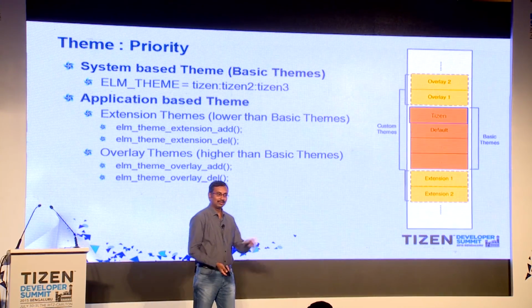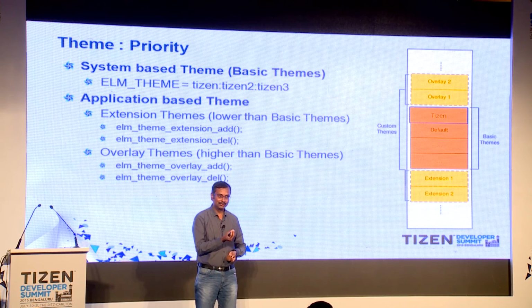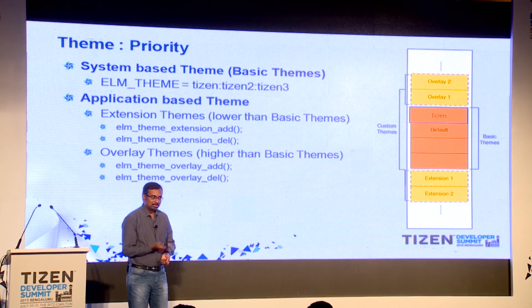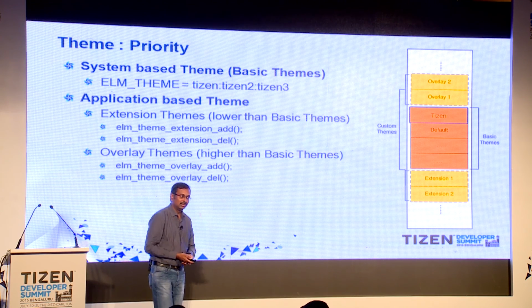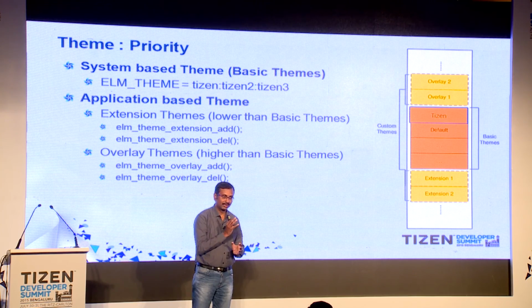Priority. So we have the default priorities: the platform, the product themes, and you can have extensions, which are lower priority than the default themes, and the overlays, which are the high priority. If you want to override some of the default style, you can use the overlays.